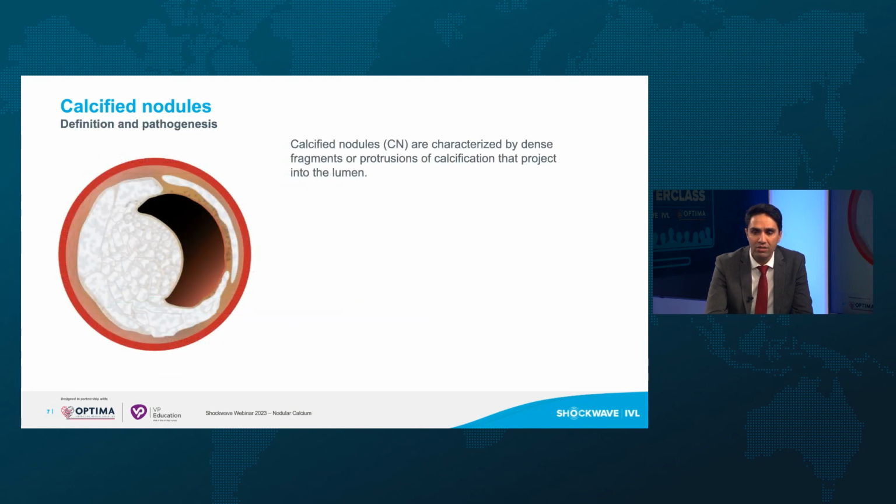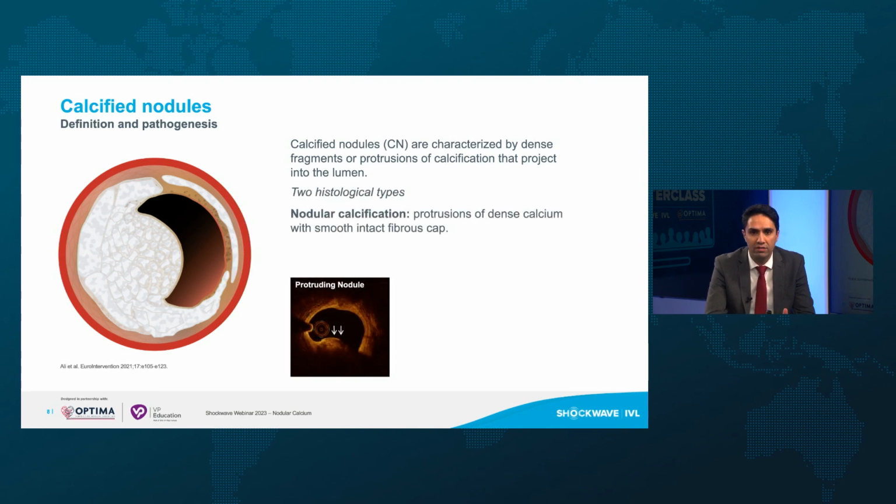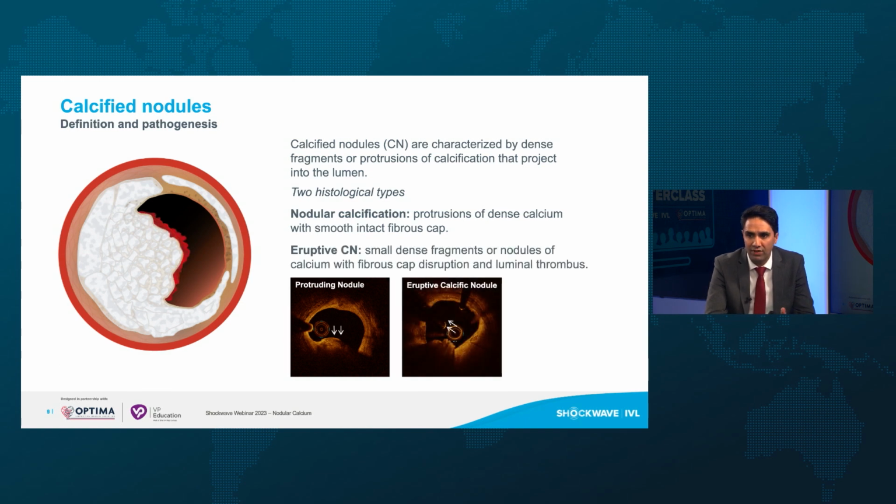So obviously, calcified nodules are an important part of our need to understand so we can treat them better. So let's go back to the definition and pathogenesis. Calcified nodules are characterized by dense fragments or protrusions of calcification that project into the lumen. There are two histological types. First is nodular calcification, where the protrusion of the dense calcium has a smooth, intact fibrous cap. The second is an eruptive calcified nodule, where small, dense fragments or nodules of calcium with a fibrous cap disruption and luminal thrombus are present.